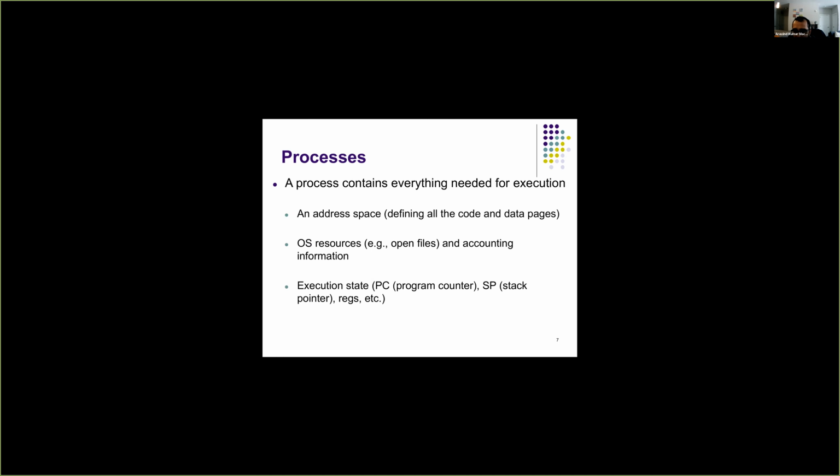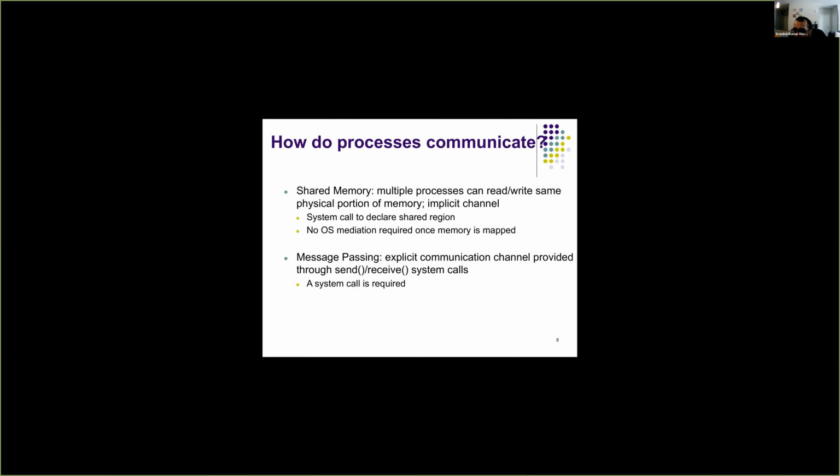If we take a step back and look at a process, we define a process as a collection of an address space, which is memory that has all the code and data pages, resources, like open files and access to logs, and so forth, and then execution state. And how do processes communicate with each other? They can either use shared memory or message passing. The way they use shared memory, as we saw in lab two, is with a shared memory handle, for which they also need to do a system call. Similarly, in the case of message passing, they can send and receive messages using system calls.